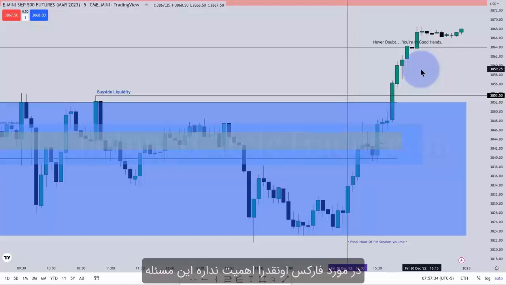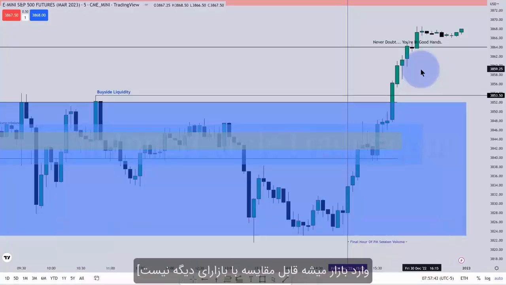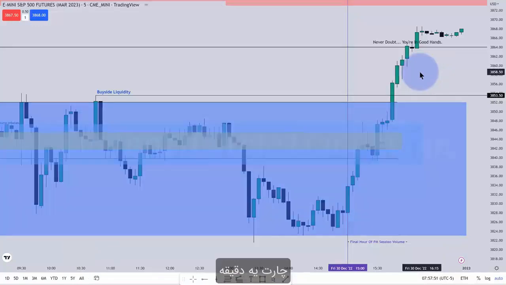Okay, it's never an issue for me for trading Forex, but for stock indices, I'm going to be using it relative to New York time. Okay, so hopefully that clears it up for kill zones and operating hours. Now we're going to drop down to a 1-minute chart.